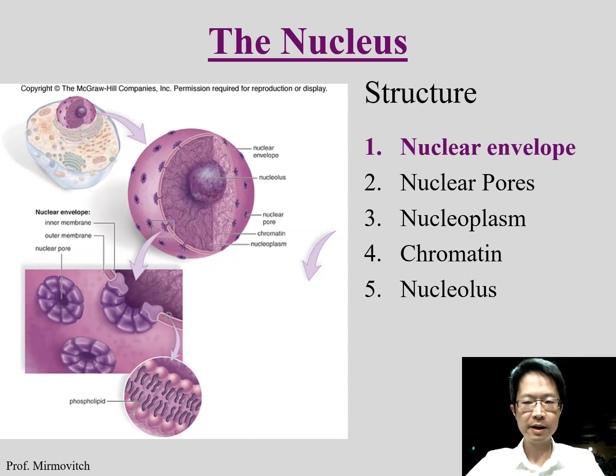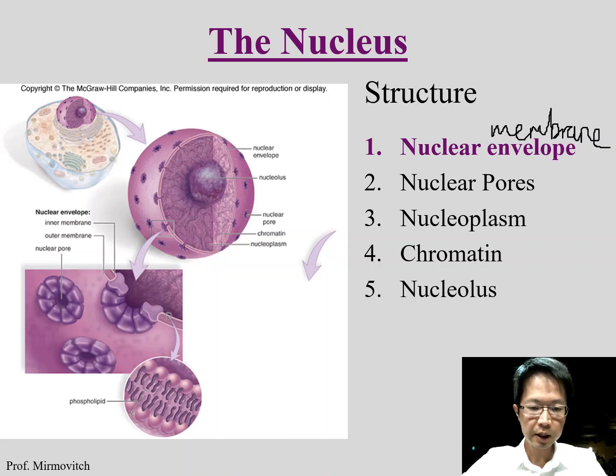Structure of the nucleus. It has something called the nuclear envelope, or we can call it the nuclear membrane. The nuclear membrane is also made up of a phospholipid bilayer. But the nuclear membrane is double, so it has a double layer, meaning that it has two phospholipid bilayers.